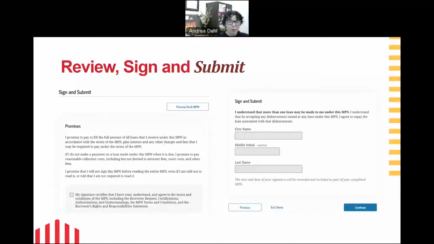After reading through the agreement, make sure to review the summary page and make any changes needed. You will then be able to check the box which certifies that you have read, understand, and agree to the terms and conditions of the MPN. You will then type your name and select continue to sign. After signing, you are now done with both of your required steps for federal loans. If you have accepted your loans in Access Plus, your loans will be ready to disperse the week before fall classes begin.